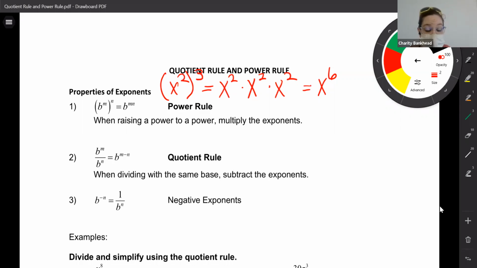All right. And then the quotient rule. If you're dividing two exponential expressions that have the same base, then you just subtract. So b to the m over b to the n equals b to the m minus n. So you just subtract. The fraction turns into a subtraction.